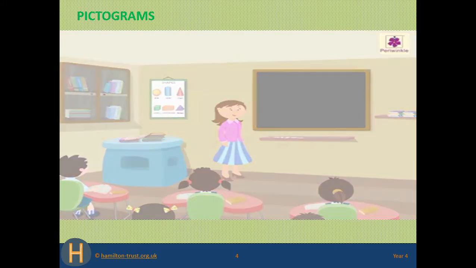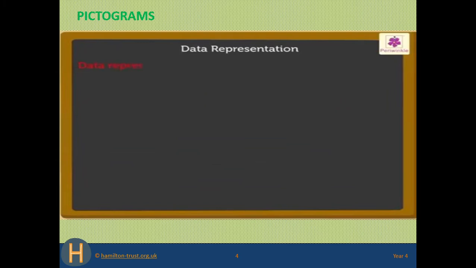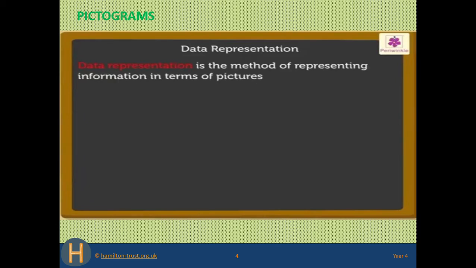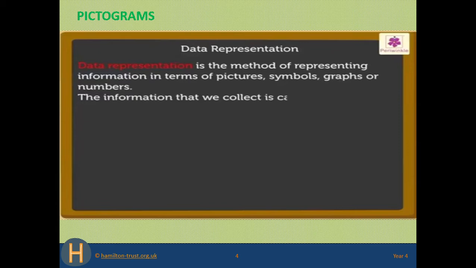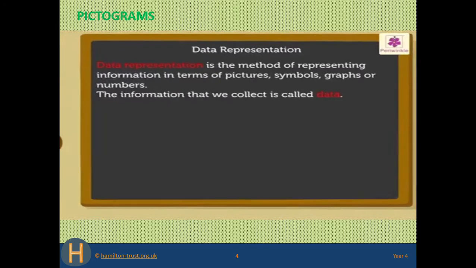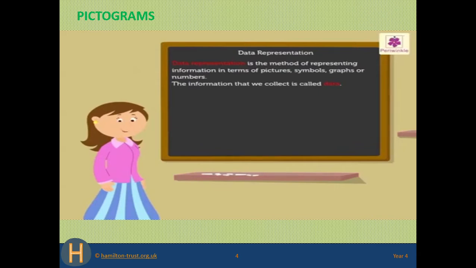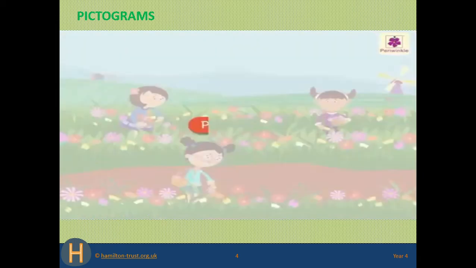Today, let's learn about data representation. Data representation is the method of representing information in terms of pictures, symbols, graphs, or numbers. The information that we collect is called data. We can reach certain conclusions on studying the data. There are different methods of data representation. One of them is pictograph.